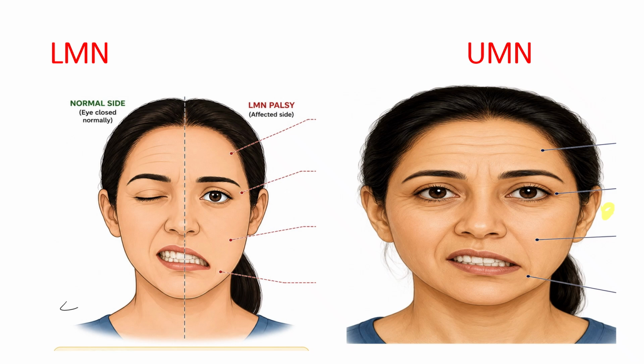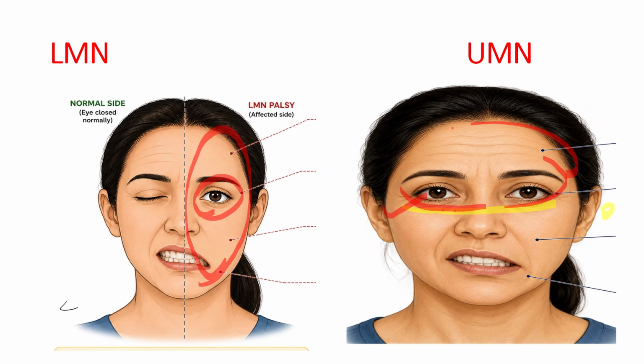Let's quickly summarize the difference between LMN facial nerve palsy and UMN facial nerve palsy. The most important point what you have to remember is, in UMN facial nerve palsy, the upper 1/3 of the face is preserved, whereas in case of LMN facial nerve palsy, the entire face is affected. Next is, the eyes are spared in case of UMN facial nerve palsy, whereas in LMN facial nerve palsy, the patient will not be able to close the eye. That is the second difference.